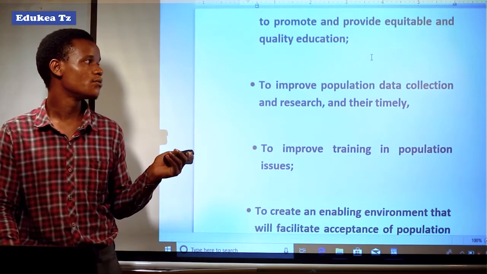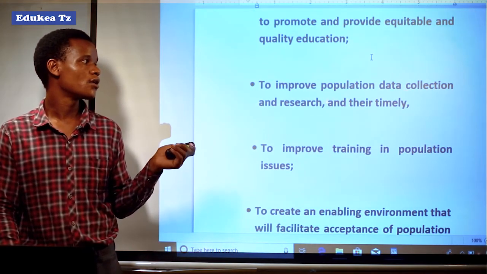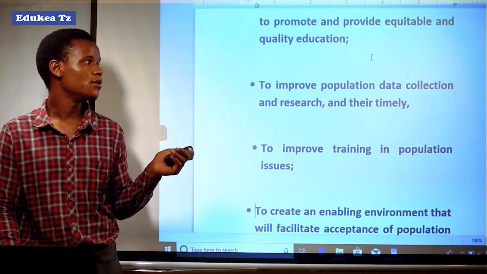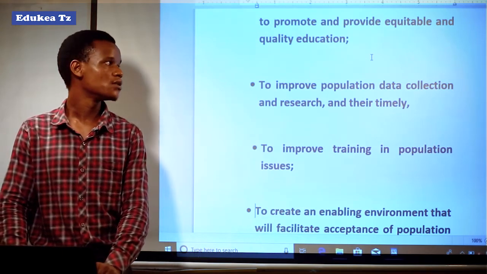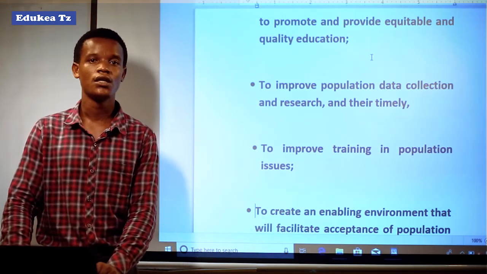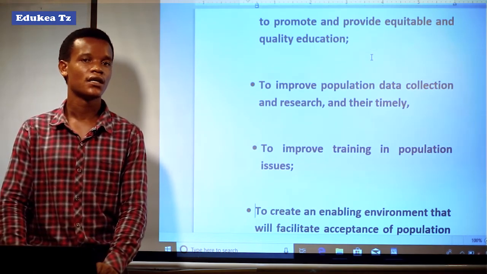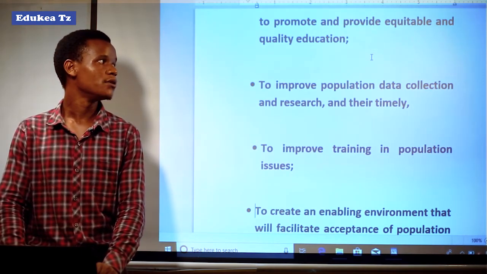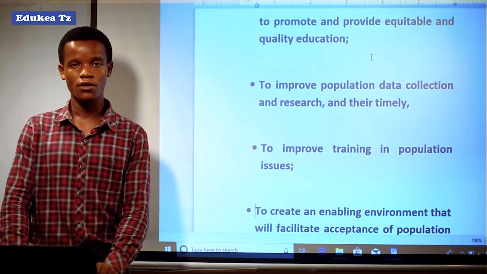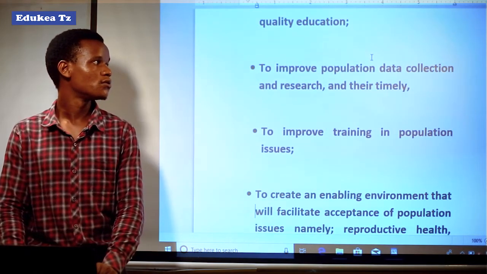Another point is to improve population data collection and research, and make them timely. Also, through these policies, population data collection improves. It is very easy to get the data of the people in a certain country through the implementation of this kind of population policy control.